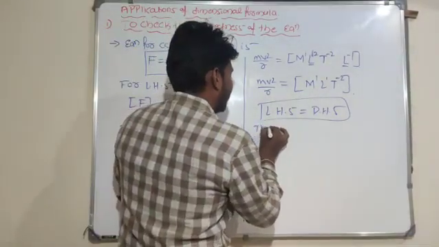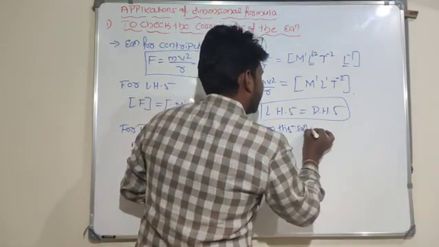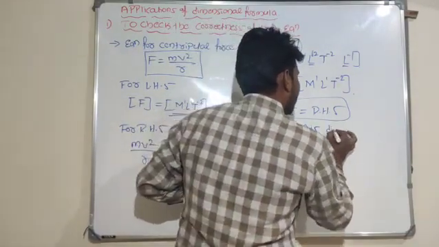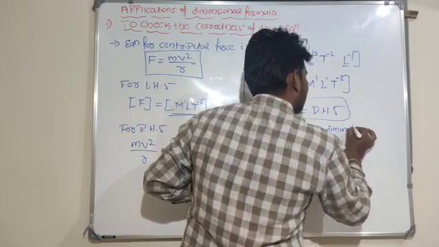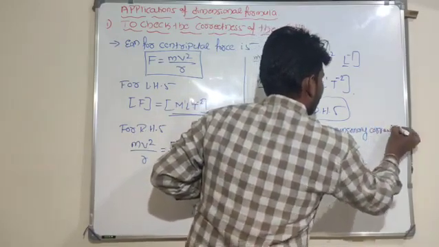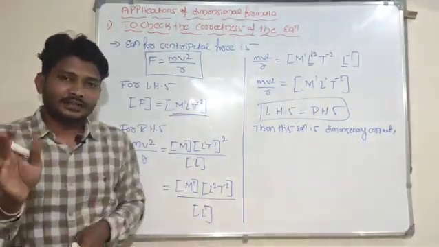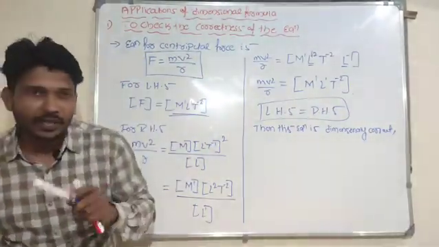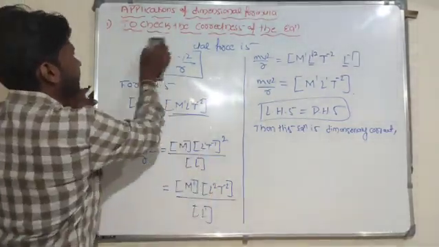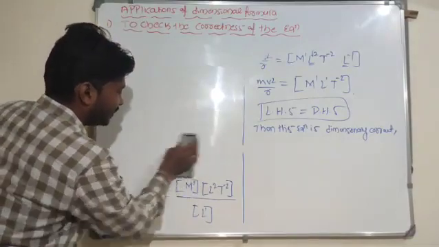So now I can write that this equation is dimensionally correct. This is the way to check the correctness of a given equation. Let me give another example for verifying the correctness of an equation.